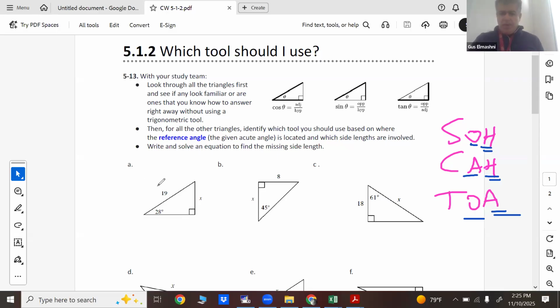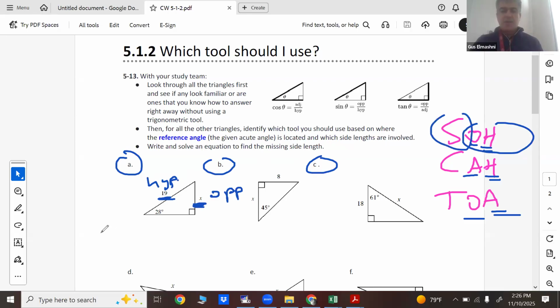So I'll do maybe A, B, C, I guess. Have you guys try the rest, and I'll walk around, help you guys out. So clearly you're asked to find X, and you're given 19. X is opposite of 28, so that's an O. And that's an H. So which one uses O and H? Yep, the sine, correct. Thank you, Anthony. I know you had your hand raised. So sine of 28 degrees, that's a relationship. The sine of that angle equals X over 19. And we'll work that out in a moment.